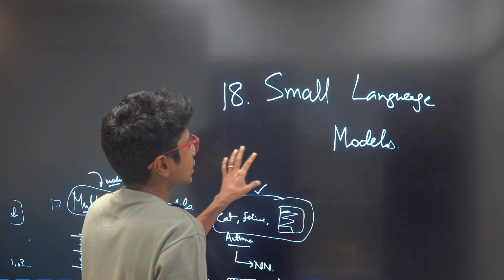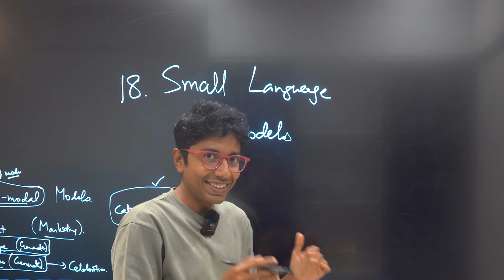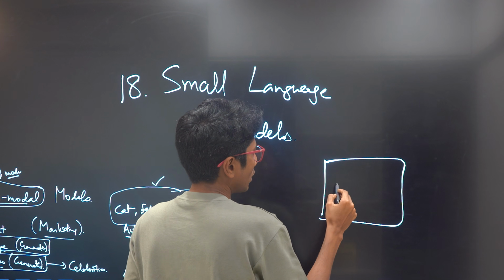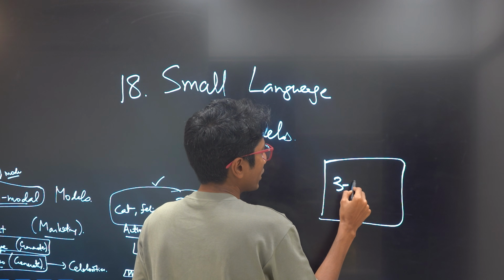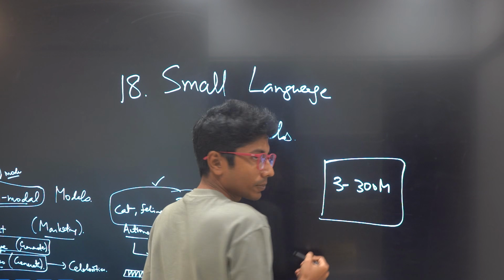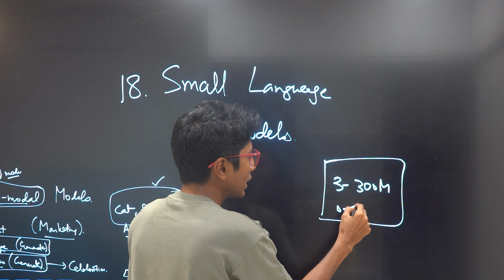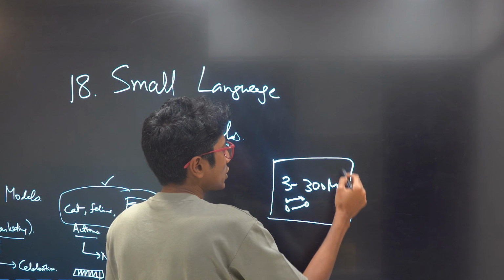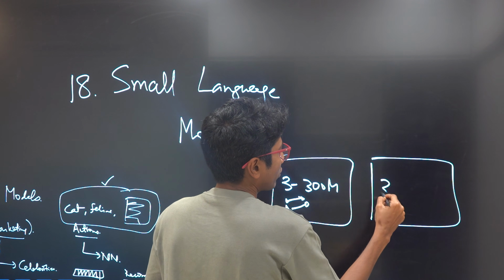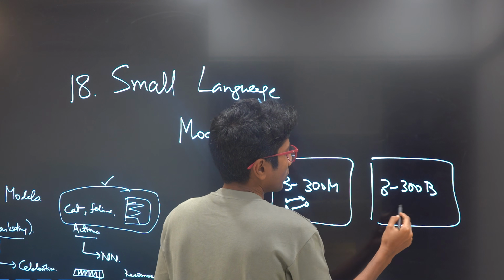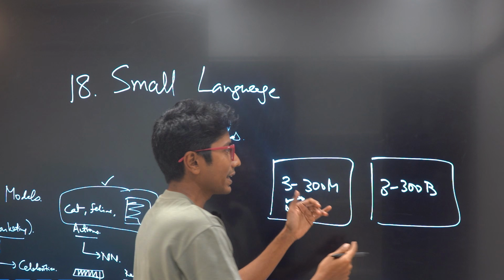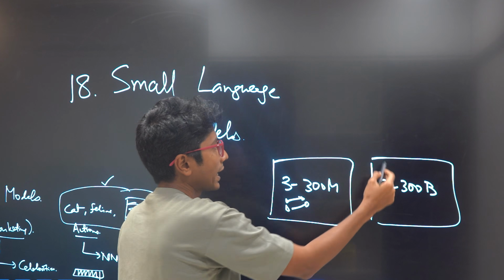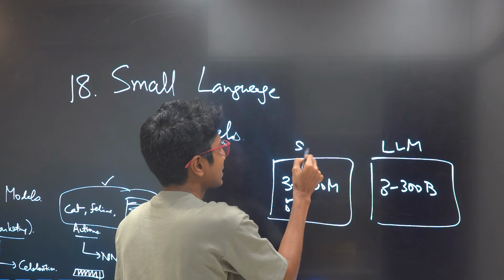Small language models, as you can expect with the words, have fewer parameters than large language models. For example, a small language model may have 3 million to 300 million parameters. The neural network internally has fewer connections, fewer weights. But if you look at large language models, contrast it, you have 3 to 300 billion parameters. So there's a very large neural network with a lot of weights in an LLM, but an SLM is smaller.